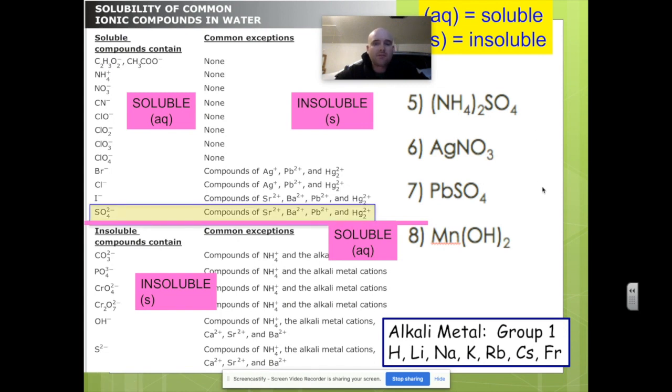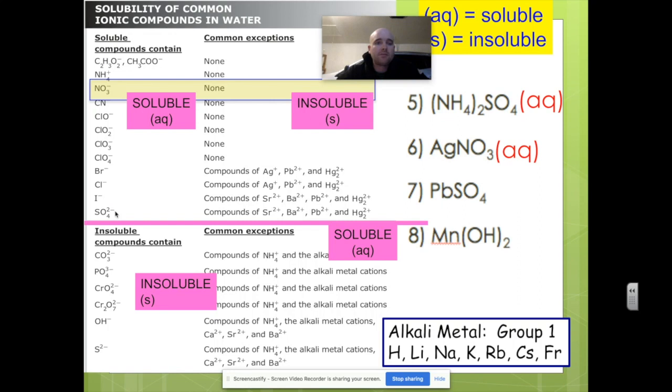Let's look at our sulfates. Sulfates are soluble unless they are with certain exceptions, and ammonia is not one of the exceptions, so we will call it aqueous. Sulfates are soluble. Now silver nitrate. We can see that all nitrates are soluble, so we'll make that aqueous.